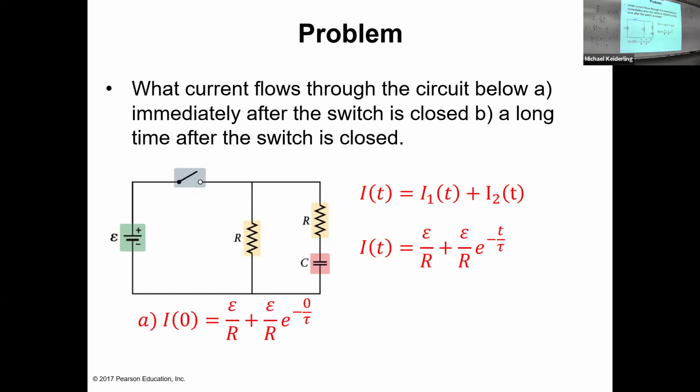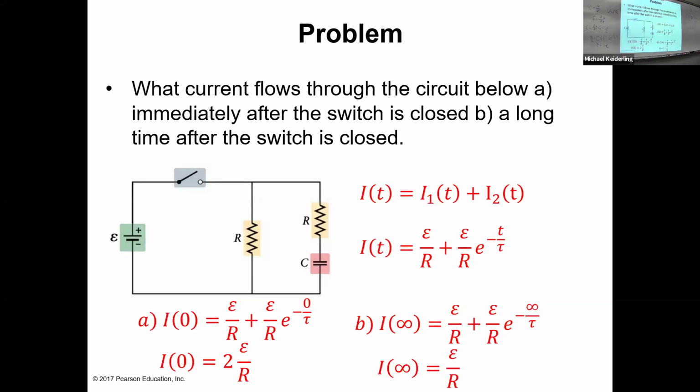At time t equals 0, this is just 1. We have 2 epsilon over R. It's as if you just had 2 resistors hooked up in parallel. At time t equals infinity, this goes to 0, and you just get epsilon over R. Does that make sense to you guys? Basically, right away, the capacitor just lets current flow through. But after a long time, the charge builds up and it doesn't let current flow through anymore.